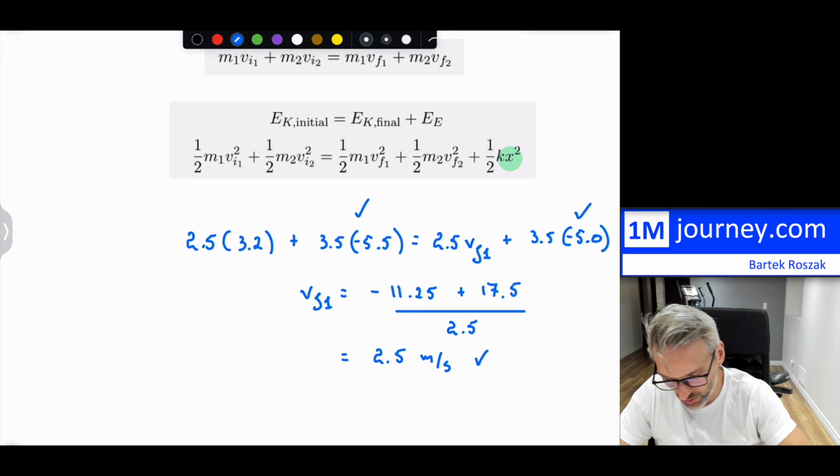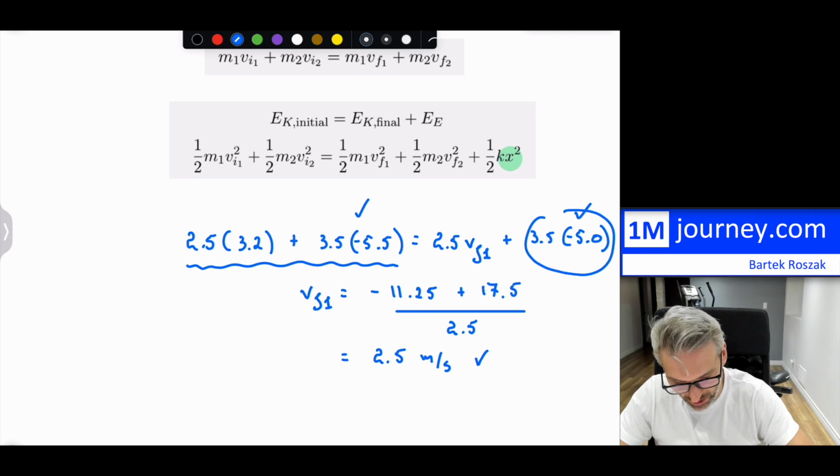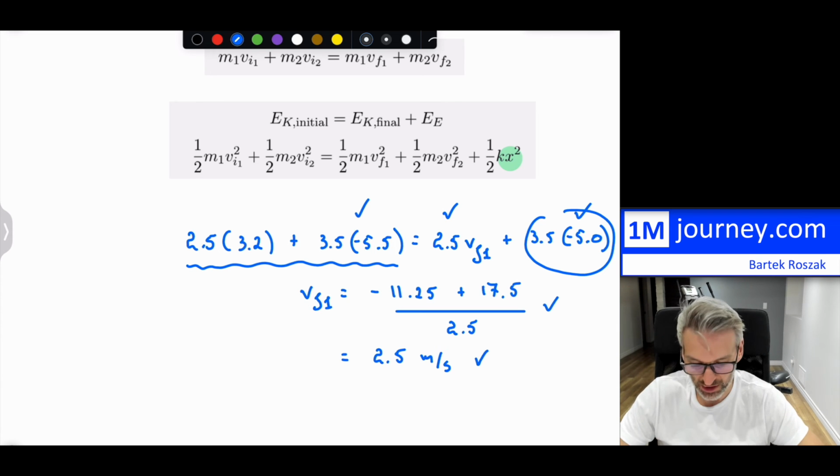So right, I'm going to assume it's positive, left is negative. And then what I'm doing is I'm just calculating this. I'm shifting this over to the other side and then dividing by 2.5. So that's what you see right there. So I get 2.5 meters per second, which I guess is to the right.